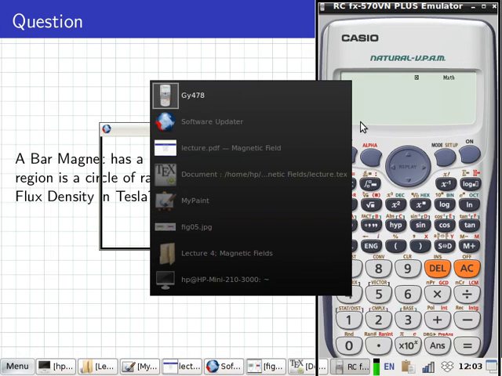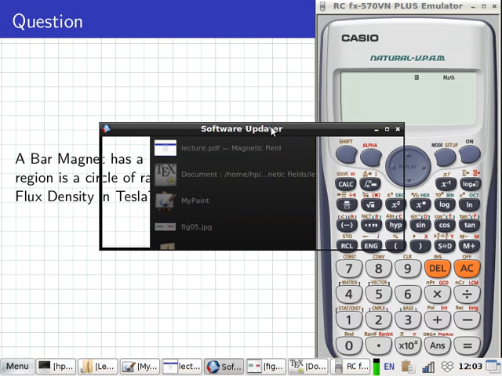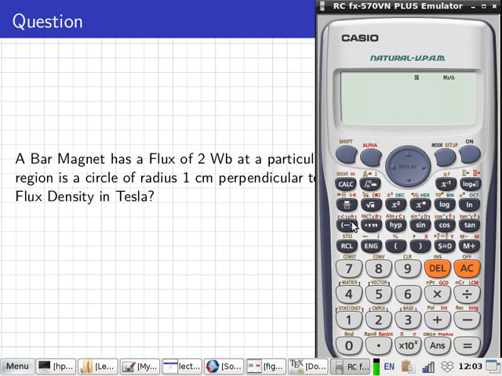Right, so what do we have on the top? 2. And on the bottom? Pi r squared, the area of the circle. See there, Bruce? And the radius? 0.01. I should change to meters. So the answer is 6,366 Tesla.